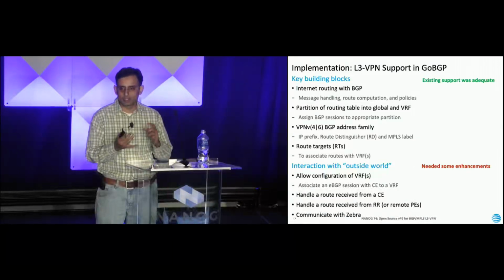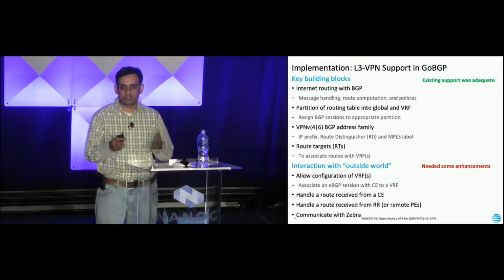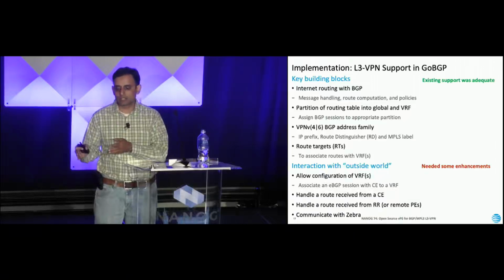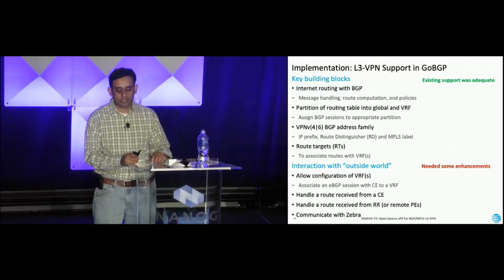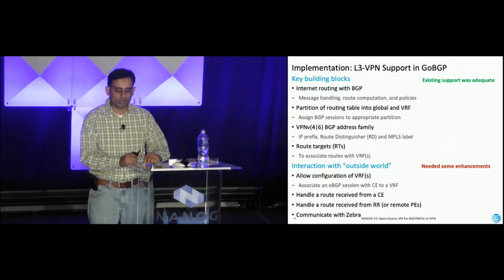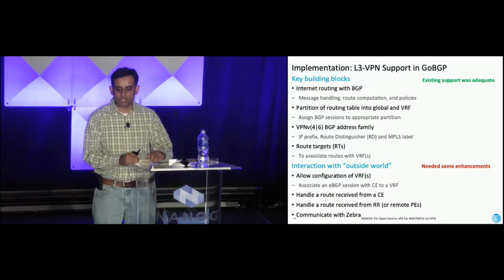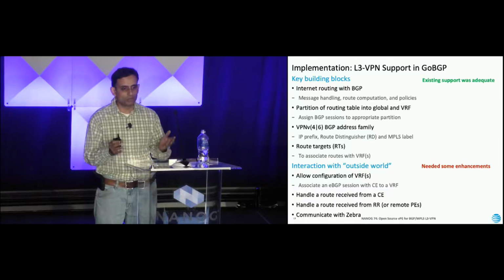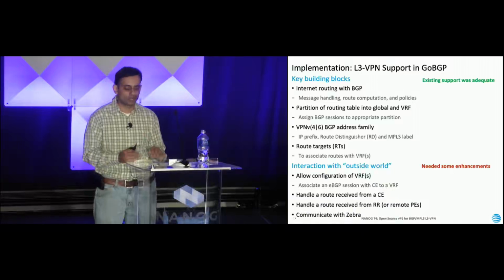So things like internet routing with BGP is a necessity. The other aspect that we require is being able to partition the routing table into a global table and VRF specific tables. We need support for VPNv4 and v6 address families like IP prefixes, route distinguishers, and MPLS labels. And finally, we require support for route targets, which allows us to associate routes with VRFs. Now, as far as these building blocks are concerned, GoBGP had everything that we wanted, so we could use them straight away out of the box.